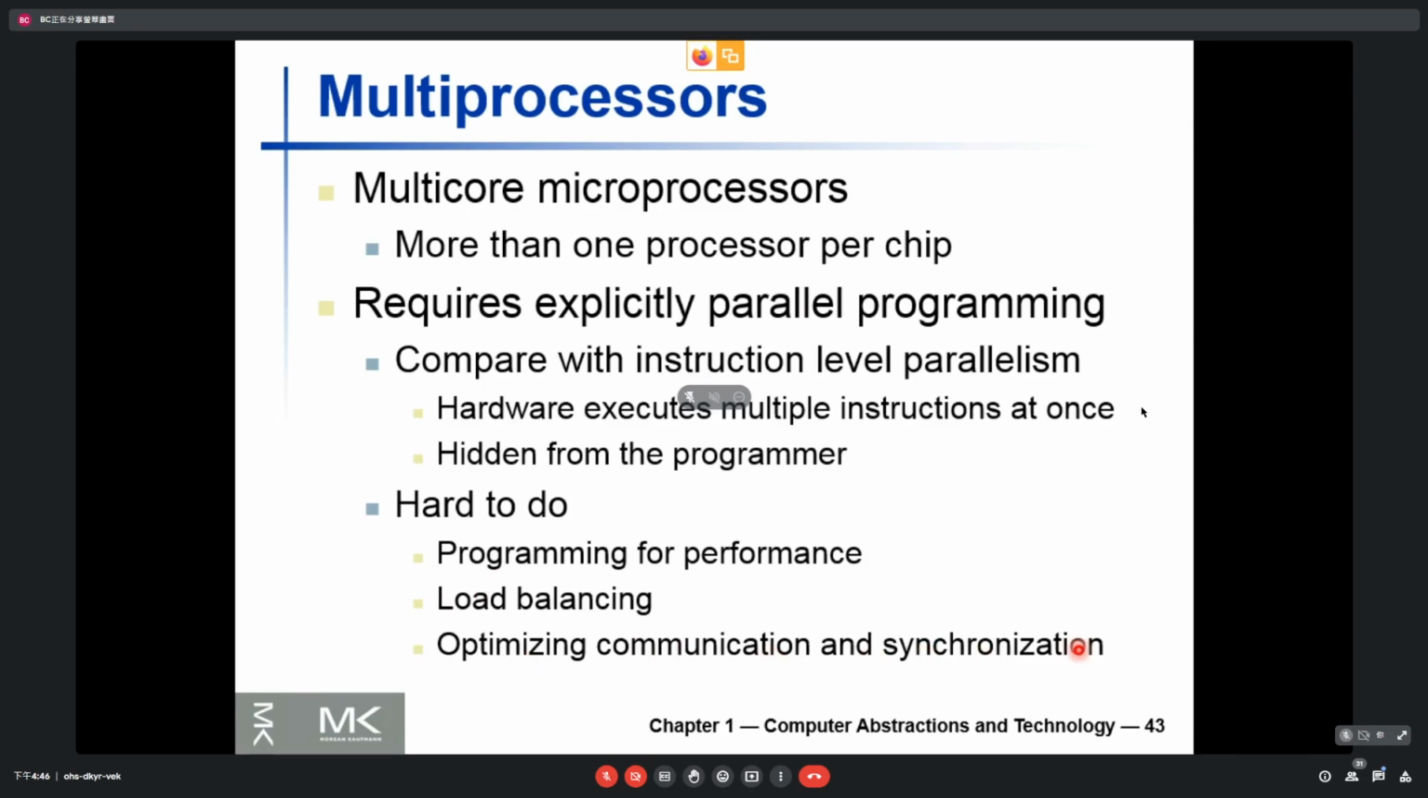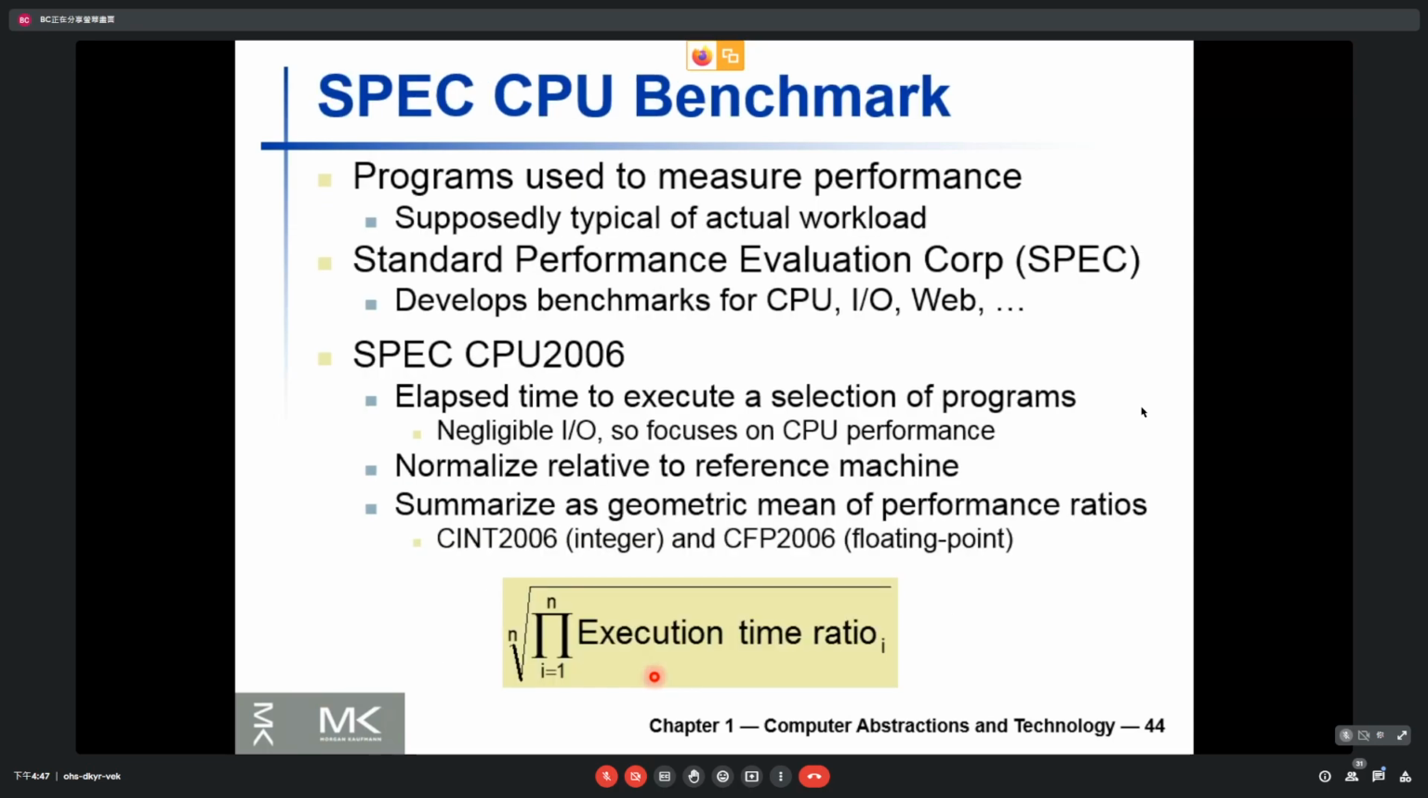Optimizing communication and synchronization. This is super important. Communication, you have 10 workers working on the same thing. They need to synchronize. They need to talk to each other, usually when you try to finish the same job. 当你要完成一件事情的时候，你通常需要沟通协调。那这个通常会是系统效能的瓶颈，也是系统效能的瓶颈。Okay, so that's about multiprocessor.